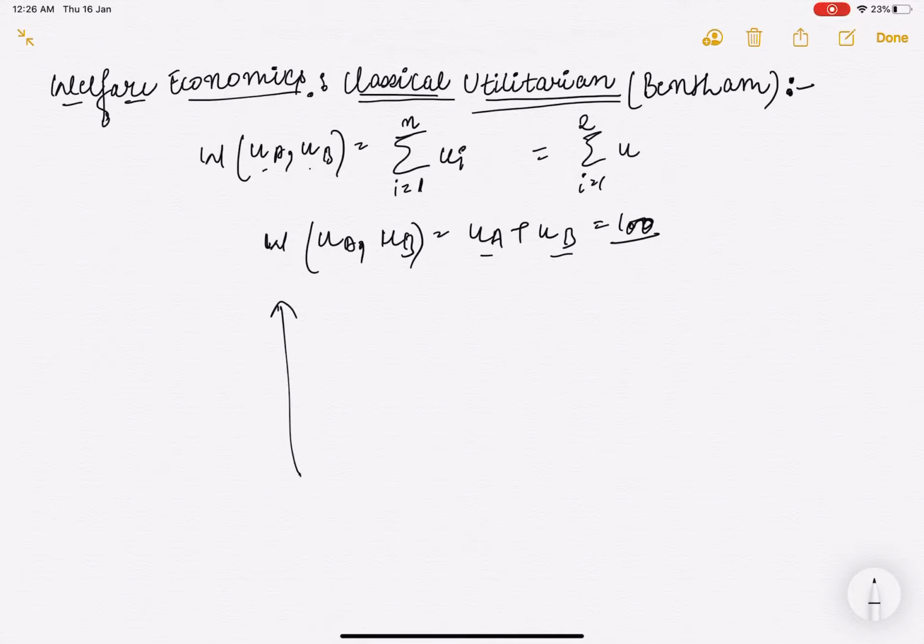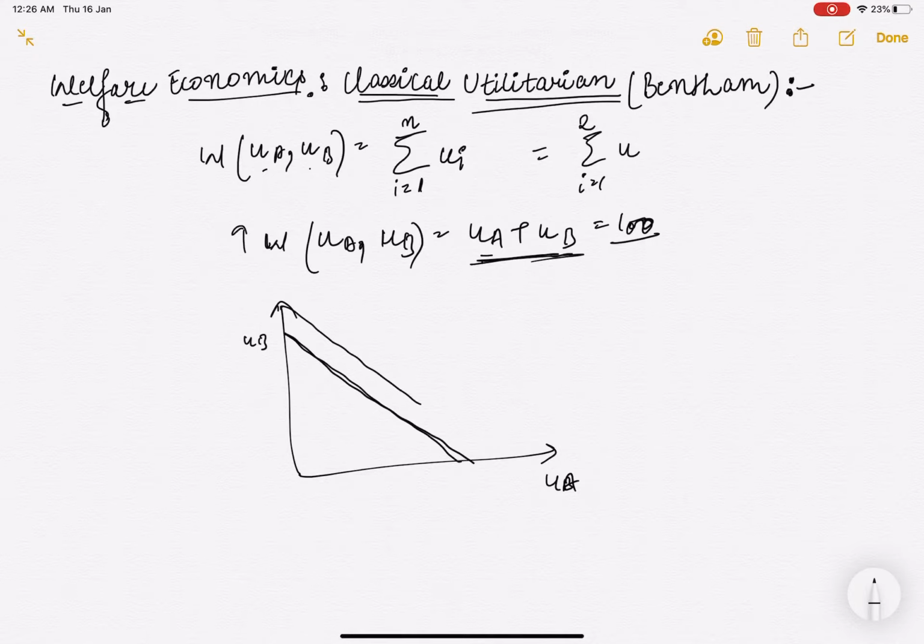Also it is depicted like this. So this is the ISO welfare function, which is like this. If the utility of individuals increases, then this is basically like a budget line. If utility increases, that means welfare will also increase, so it will shift upward parallelly, and if utility decreases, then welfare will also decrease, so it will shift down parallelly. So that depends.